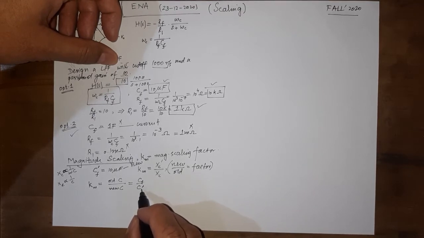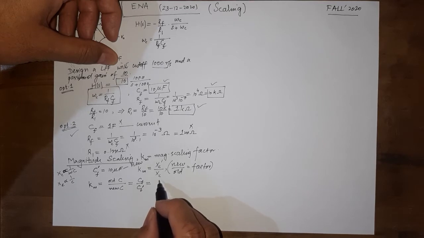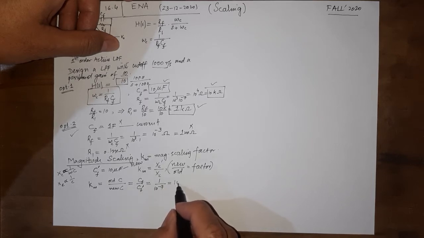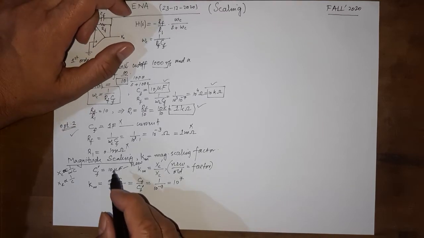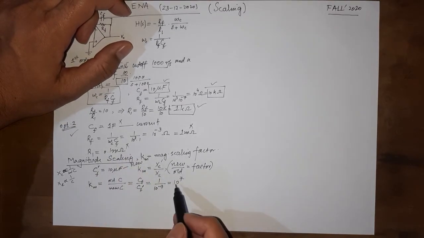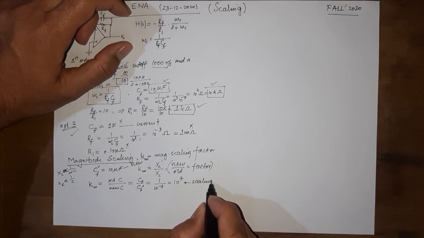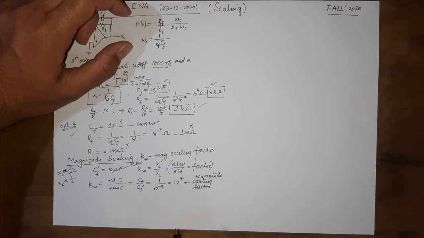So Cf over Cf dash is equal to 1 farad divided by 10 raised to power minus 7. So Km now comes out to be 10 raised to power 7. We need to scale the components by a factor of 10 raised to power 7. This is the scaling factor. And we call this the magnitude scaling factor because we are going to look at another scaling factor later on. So to distinguish, we use this word magnitude scaling factor, represented with the K with the M.